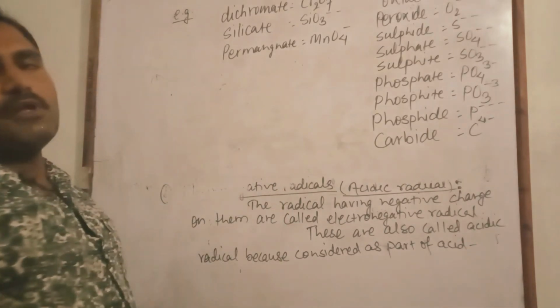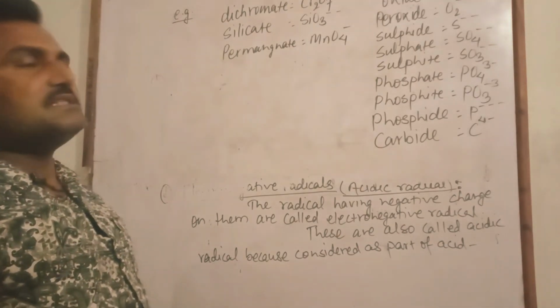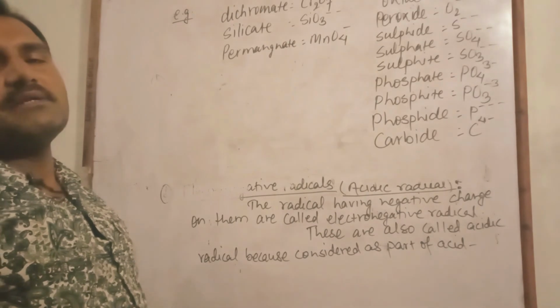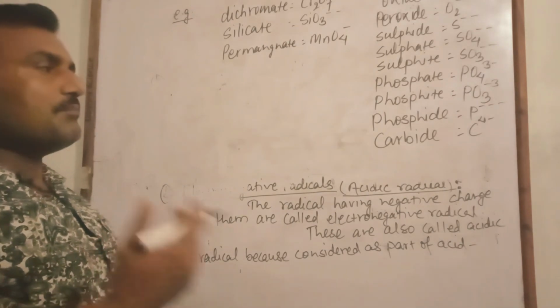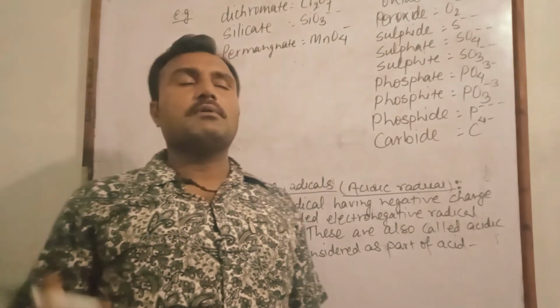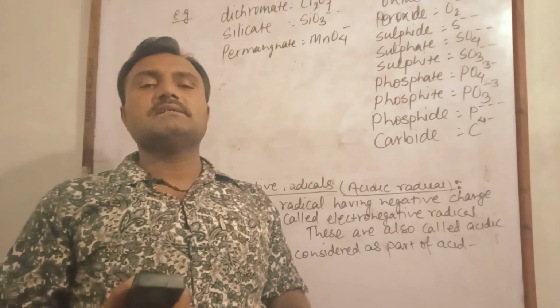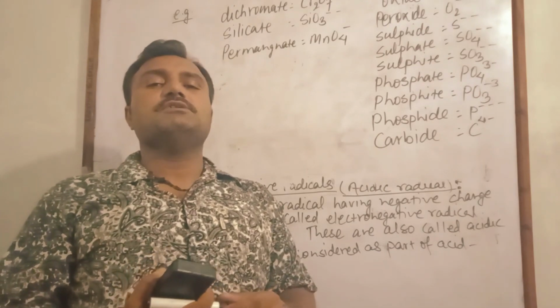Several other electronegative radicals are found. These are necessary to write the molecular formula of a compound. And how do we write the molecular formula of a compound? By using these radicals' symbols and valency, we discuss in the next video. Thank you.